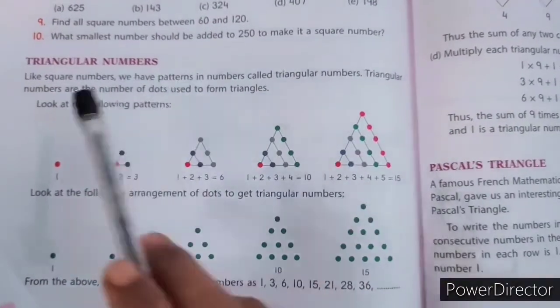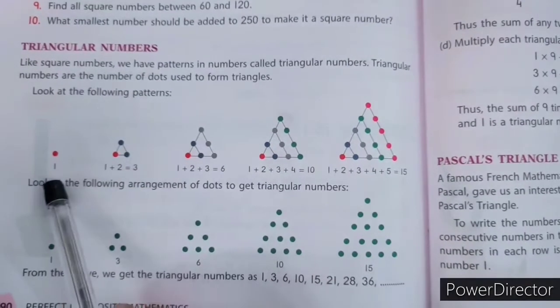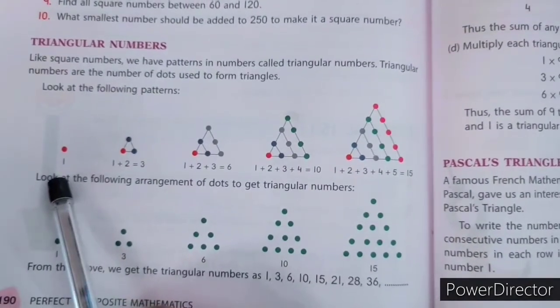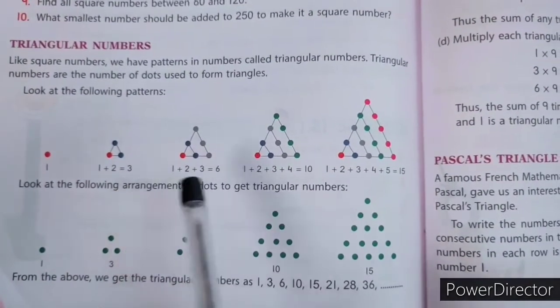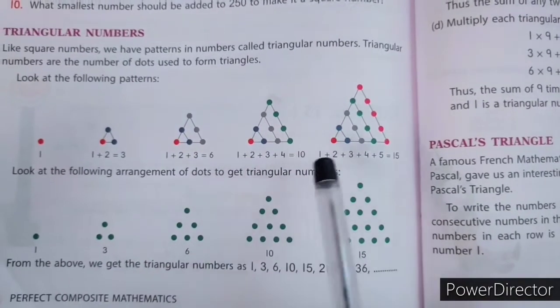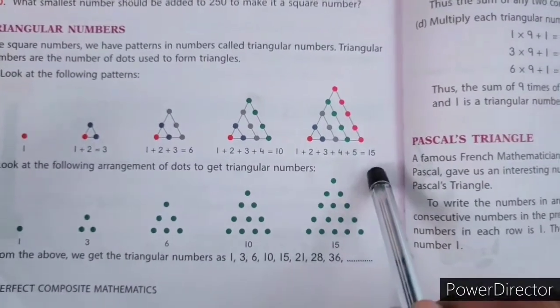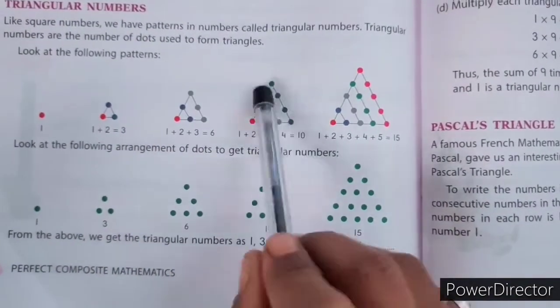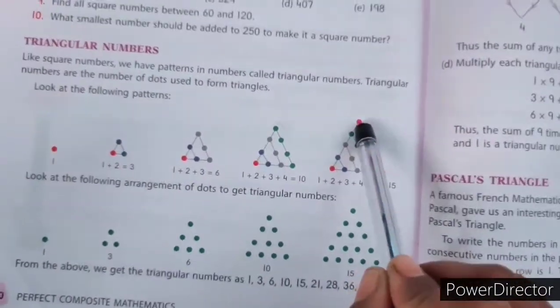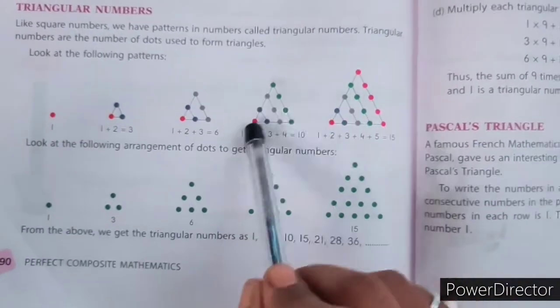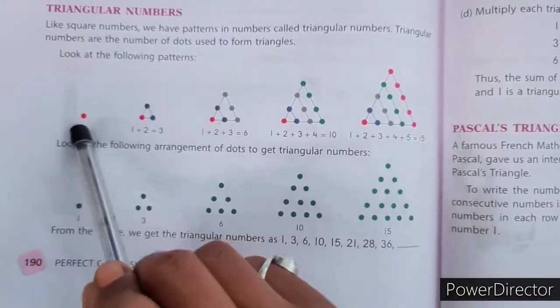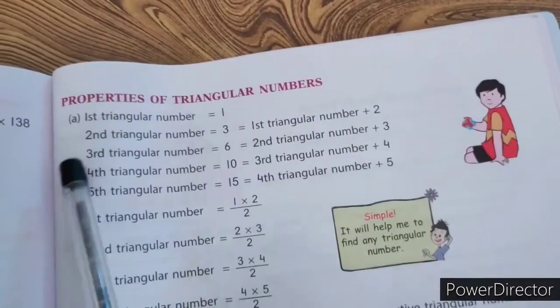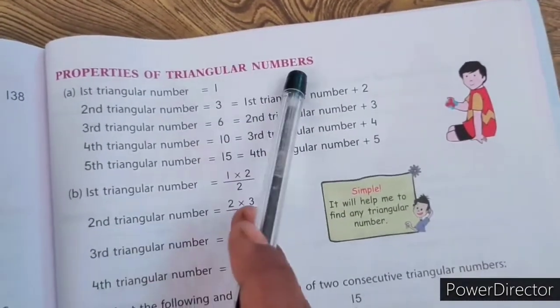Now let's revise triangular numbers. You all know that the first triangular number is 1, the second is 3, the next is 6, then 10, then 15. Here we can arrange these numbers in the form of a triangle. All the numbers that we can arrange in the form of a triangle are triangular numbers. Let's study the properties of triangular numbers.